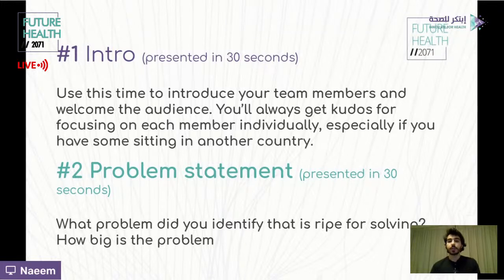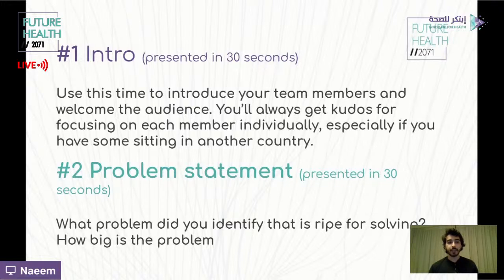Use this time to introduce your team members, and introduce them in a way that is individual. You don't want to say, "Hi, this is me, and this is my other team member, and this is my other team member." Make it individual and mention any personal reasons that bring you together, and any personal reasons that would entice you to start this business idea.